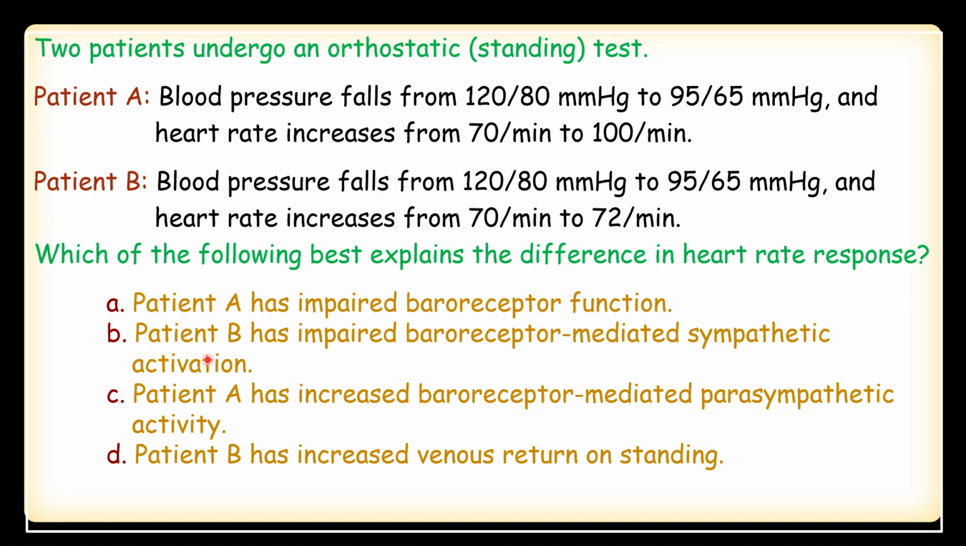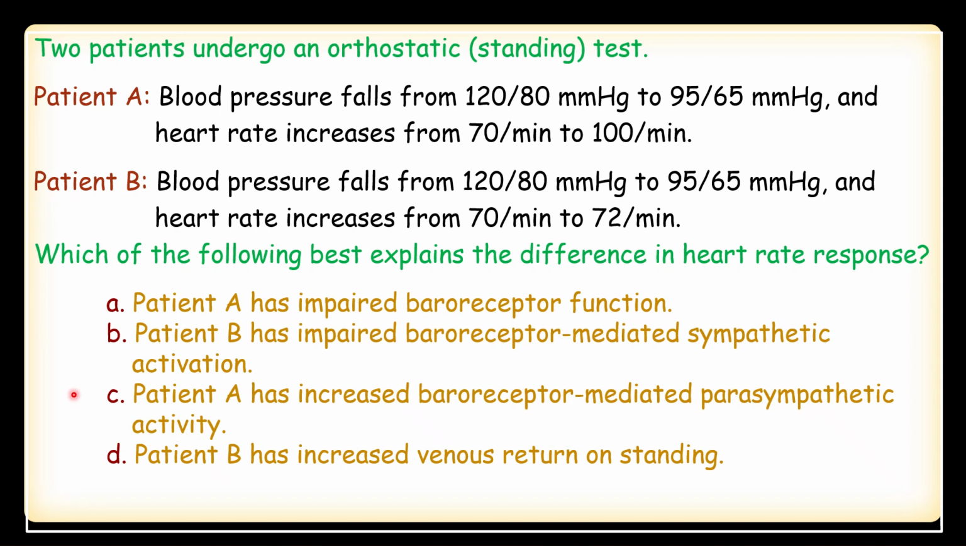Coming to option B, patient B has impaired baroreceptor mediated sympathetic activation. When we see patient B, the blood pressure falls here. It has to be compensated by the heart rate, and it should increase from 72 to at least 80 or 90, but it is only 72. So this may explain it: patient B has impaired baroreceptor mediated sympathetic activation, which may be true. Because of this impaired sympathetic activation, the heart rate didn't increase from 72 to 100. So the answer may be option B.